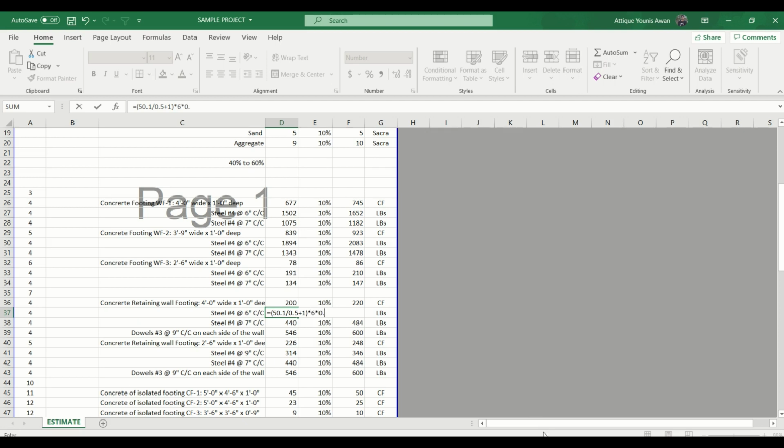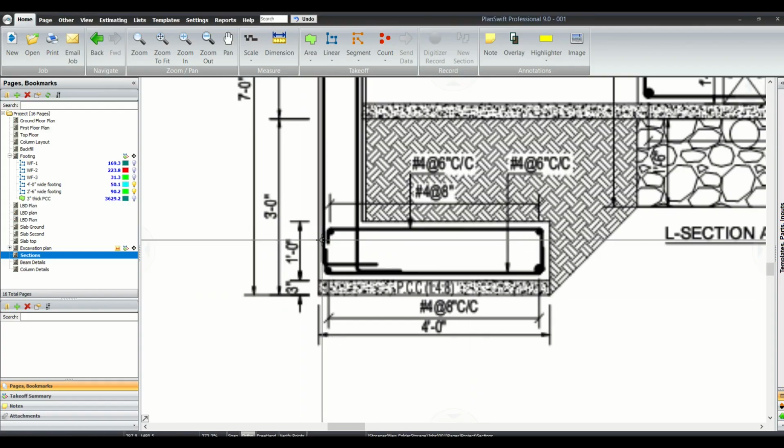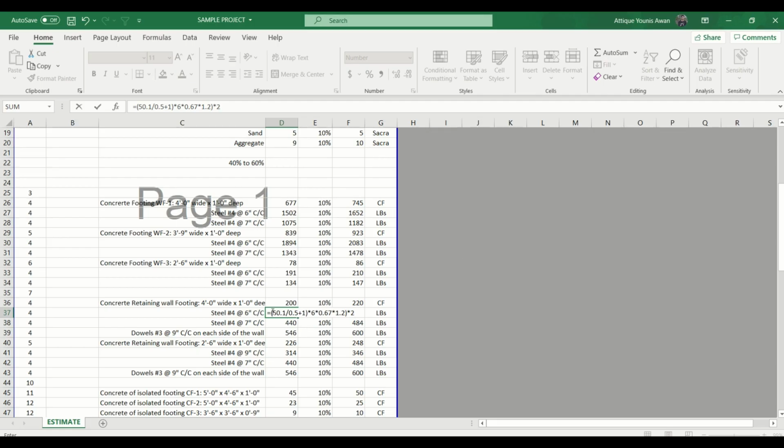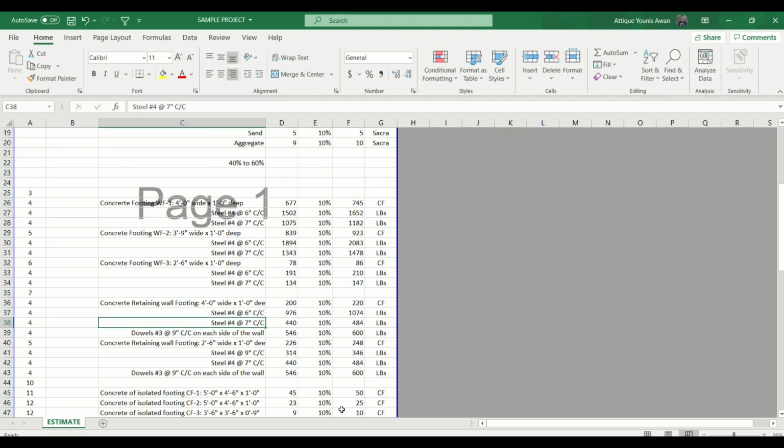This is number 4, so 0.67 multiplied by 1.2. So at the end we are going to multiply it by 2, because we are having two sets of bars. One is this one and the other is on the upper end. So we are going to get the whole quantity for both the nets. So this is 976. Let me delete this for clarification.